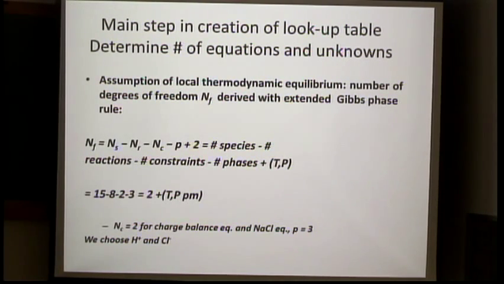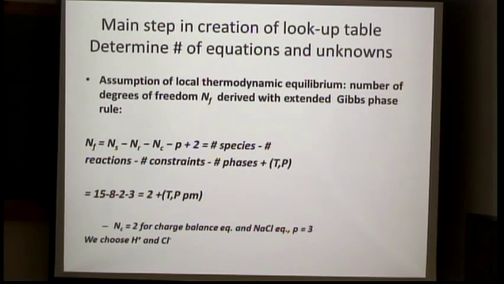So we assume that reactions occur in the water fast enough so there's local thermodynamic equilibrium. So the number of degrees of freedom can be obtained by Gibbs phase rule. I thought that this was magic, and it isn't. It turns out that we end up only with 2 degrees of freedom besides temperature and pressure, which are kept fixed.